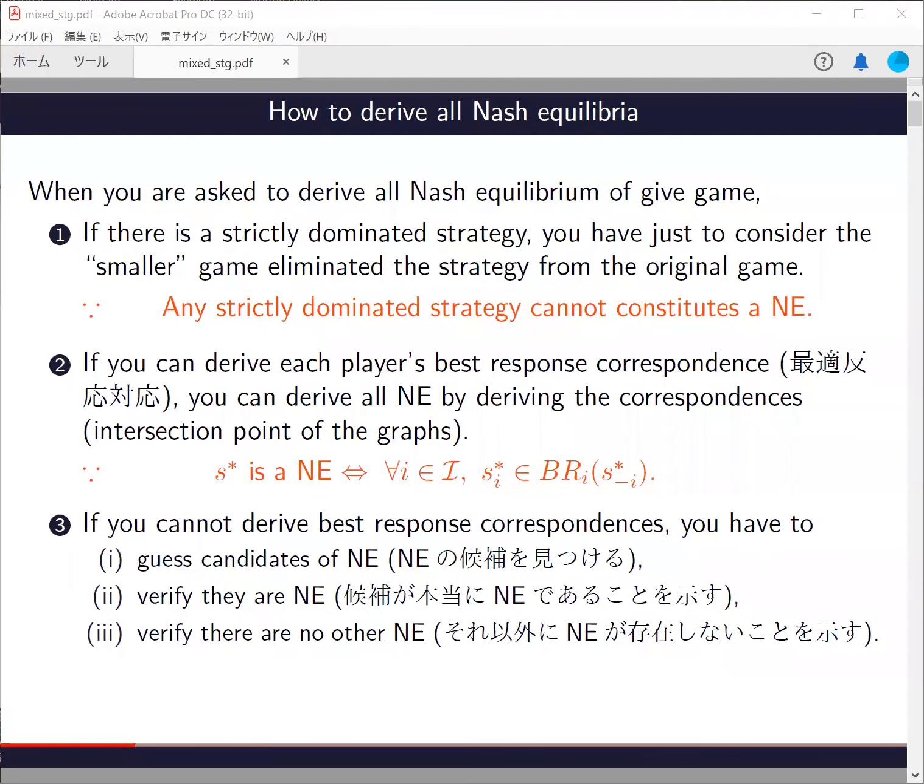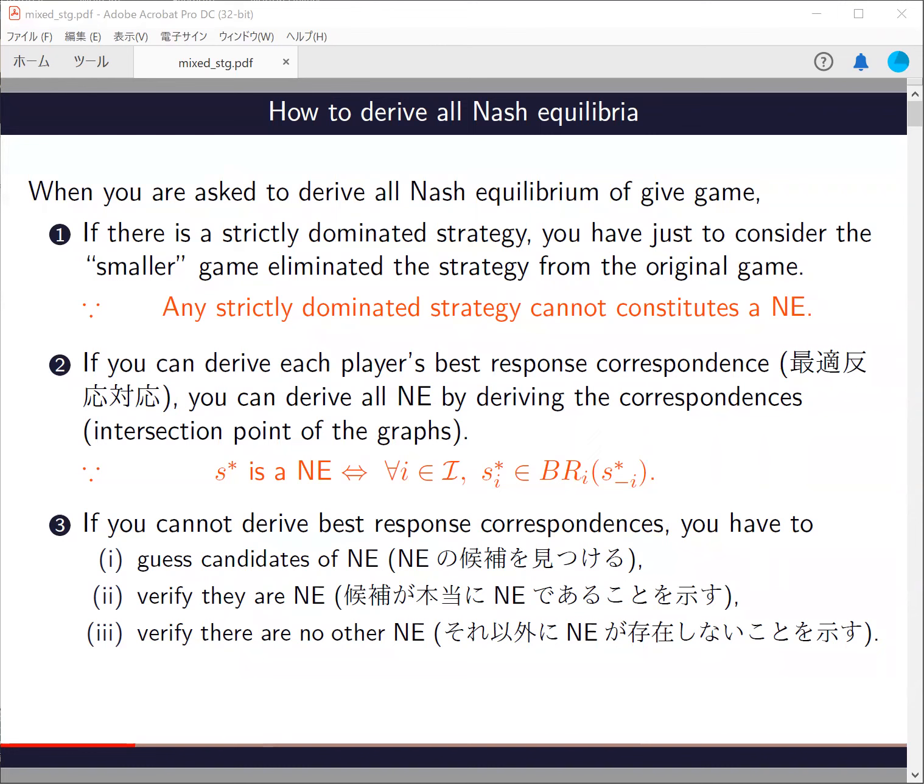Let me start with some tips for tackling the questions in problem sets. You will be asked to solve for all Nash equilibria sometimes, and in that case, you need to show that you actually find all Nash equilibria. This means that you do not simply give a couple of Nash equilibria you find, and you need to show that there are no other Nash equilibria in a given game.